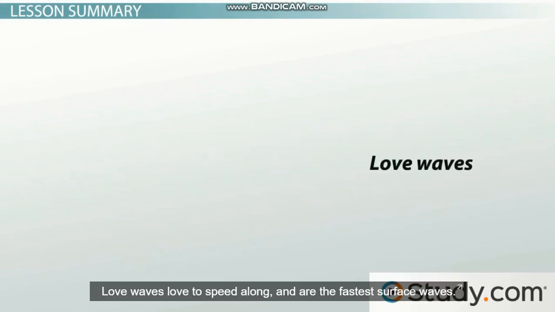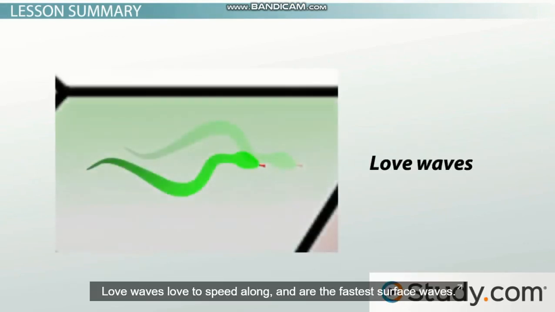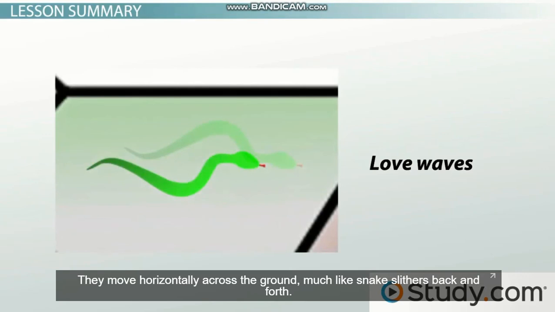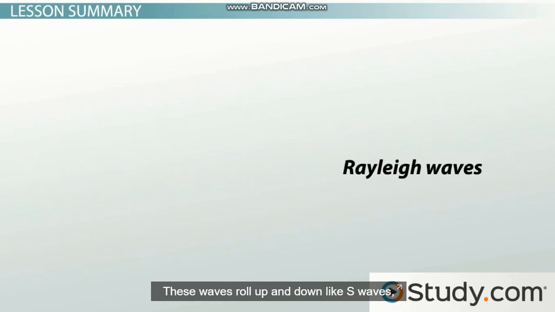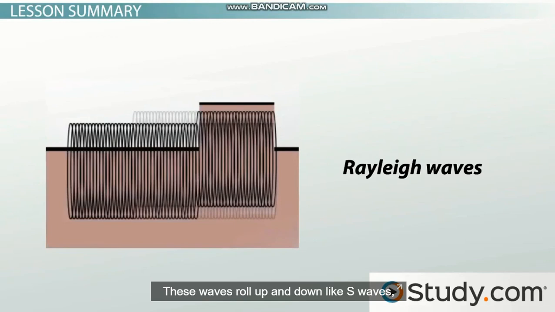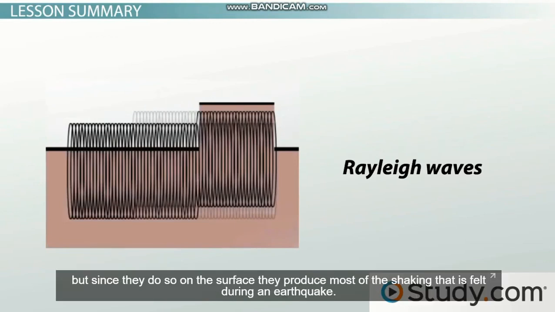Love waves love to speed along and are the fastest surface waves. They move horizontally across the ground, much like a snake slithers back and forth. Rayleigh waves are slower than Love waves, but are often much larger. These waves roll up and down like S waves, but since they do so on the surface, they produce most of the shaking that is felt during an earthquake.